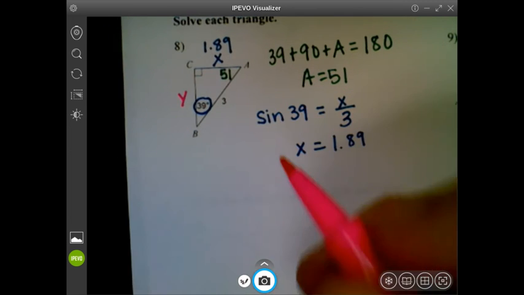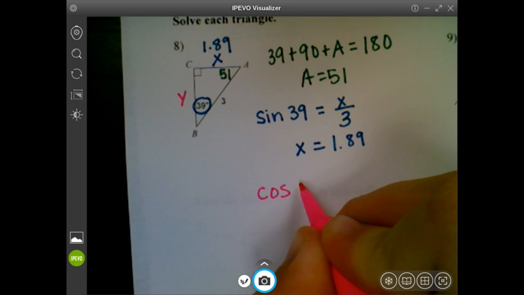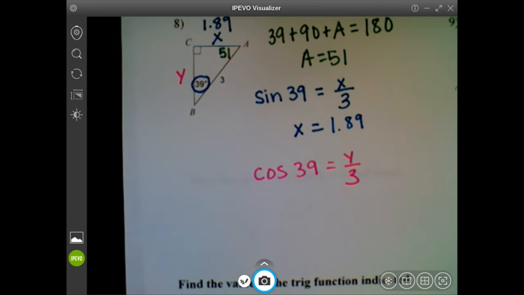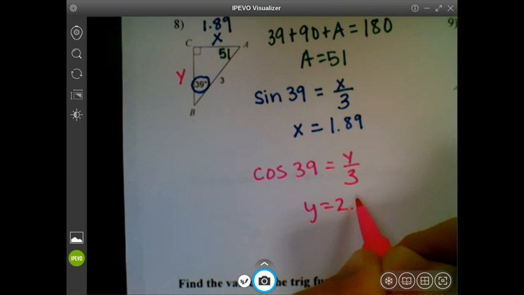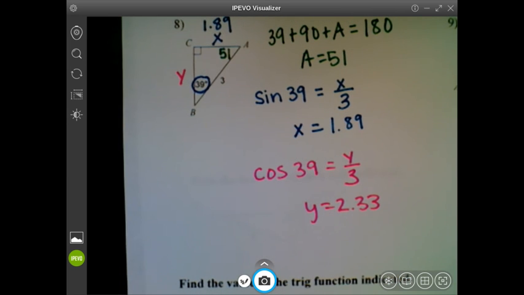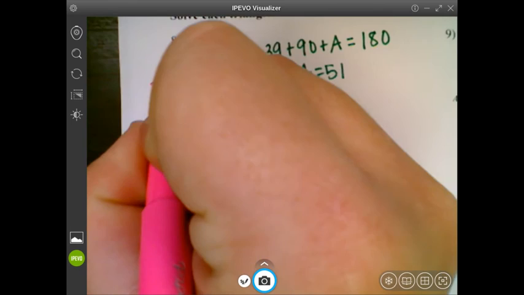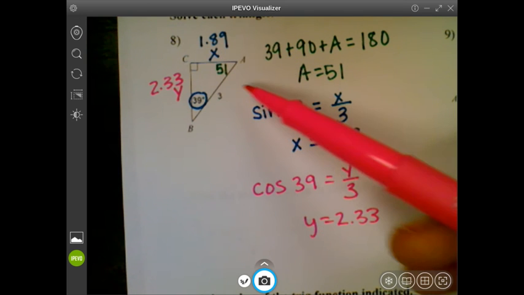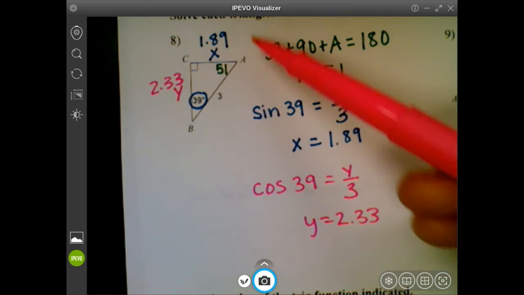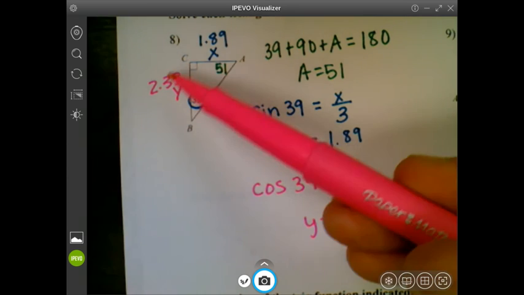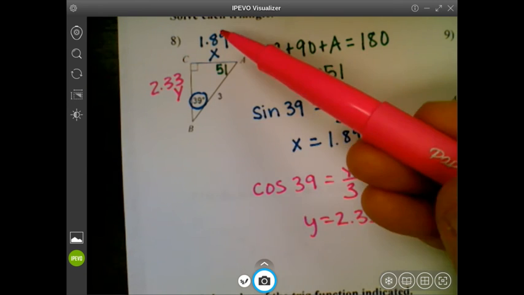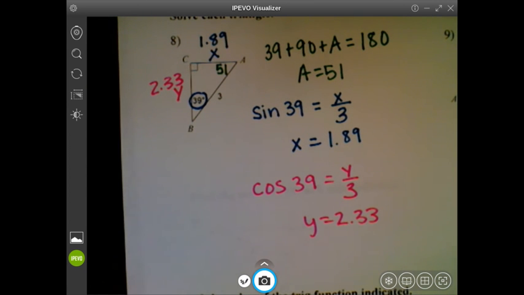I'm just going to stick with the 39. And instead of sine, I'm going to go with cosine. Cosine of 39 equals Y over 3. So this would be 3 times the cosine of 39, which means that that side is 2.33 on the rounding. And if you look at your sides, you have your hypotenuse here at 3, so it makes sense that this is longer than those two, so we're doing okay. If we got a number here that was bigger than 3 or here that was bigger than 3, I would say, whoa, we got an issue going on.